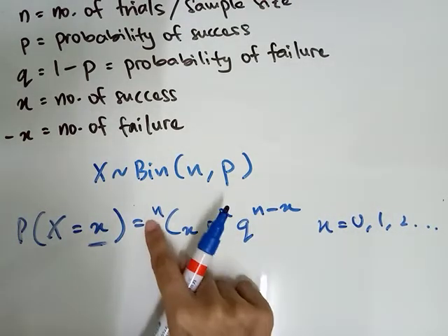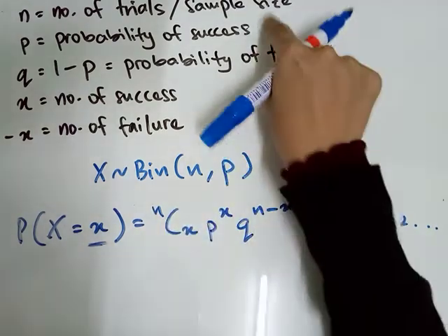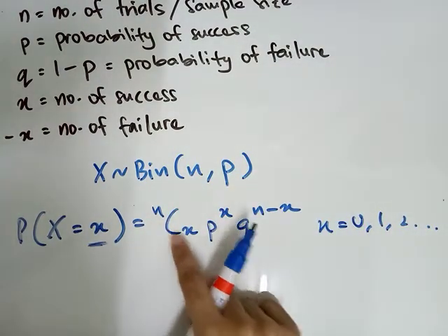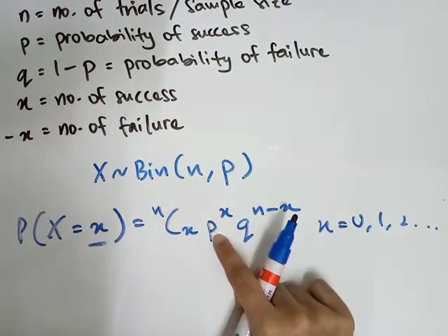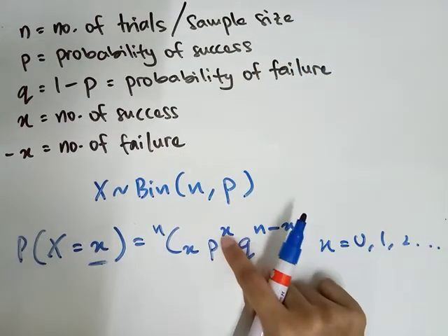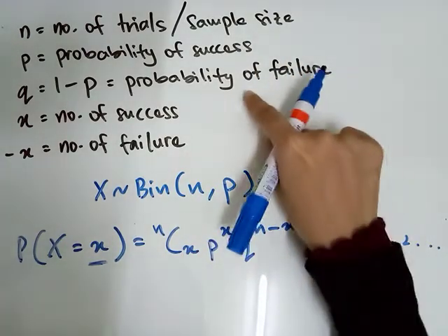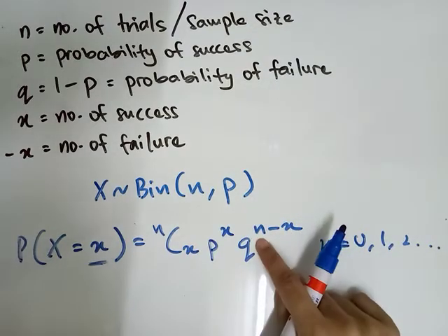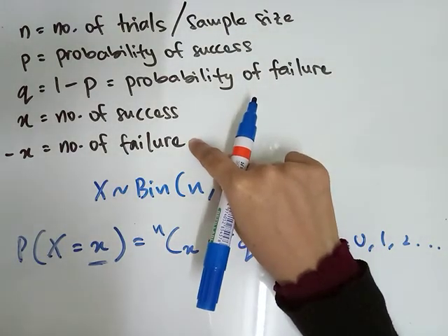Okay, what is NCX ni? That means the combination with N, where N is the sample size, and X dia, the number of successes. Times P, the probability of success, power of X, which is the number of successes, times Q, the probability of failure, power of N minus X ni, that means the number of failures.